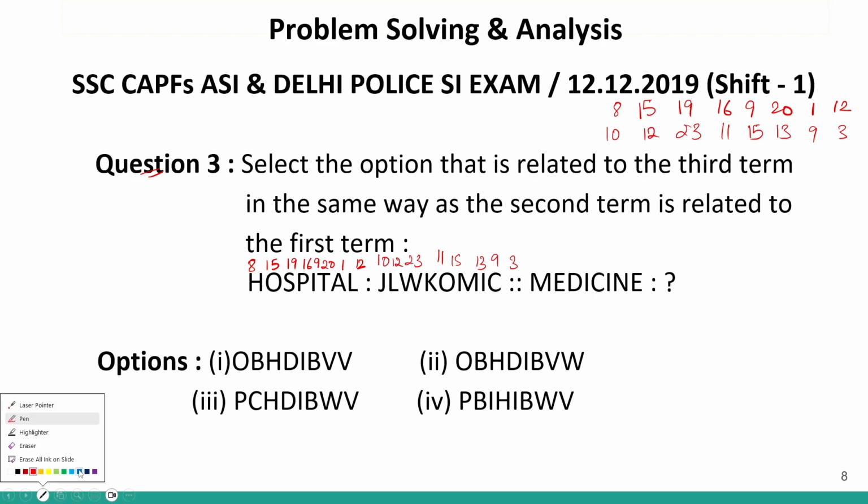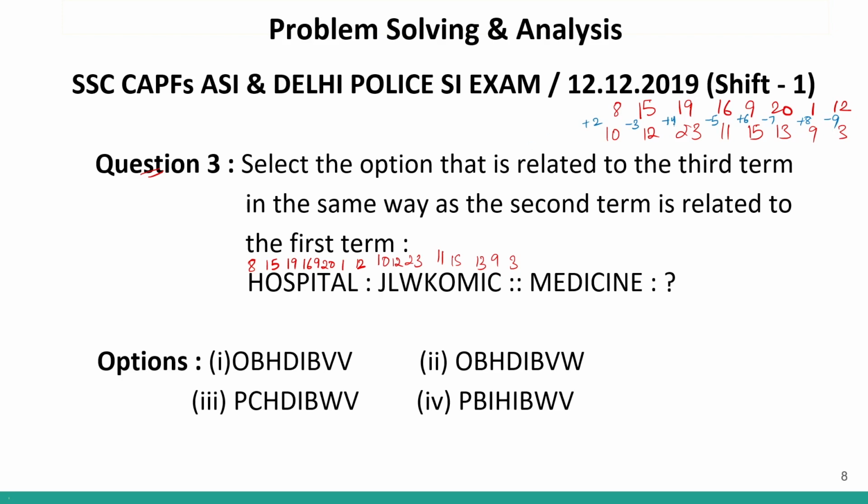Now, if I look at the logic, I can see from 8 to 10, we are going 2 positions forward. From 15 to 12, we go 3 positions backward. Similarly, 19 to 23, we move 4 positions forward. 16 to 11, 5 positions backward. 9 to 15, 6 positions forward. 20 to 13, 7 positions backward. 1 to 9 is 8 positions forward. And similarly, 12 to 3 is 9 positions backward.